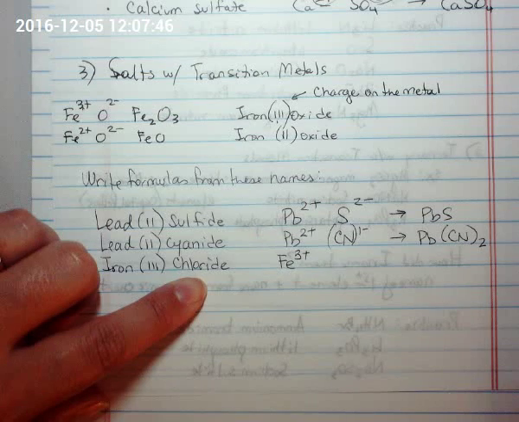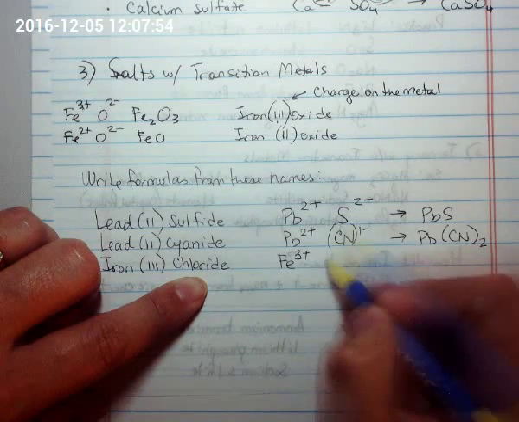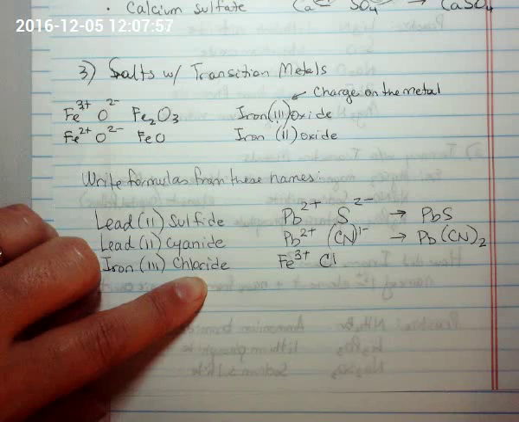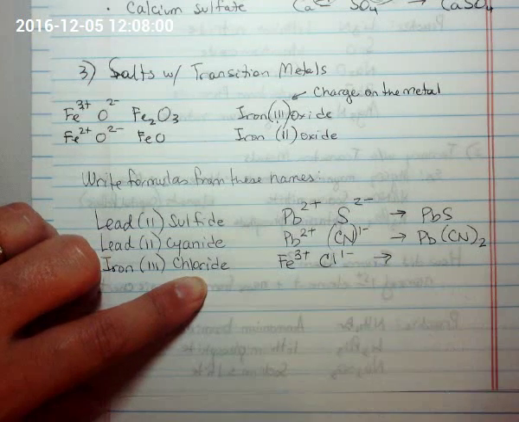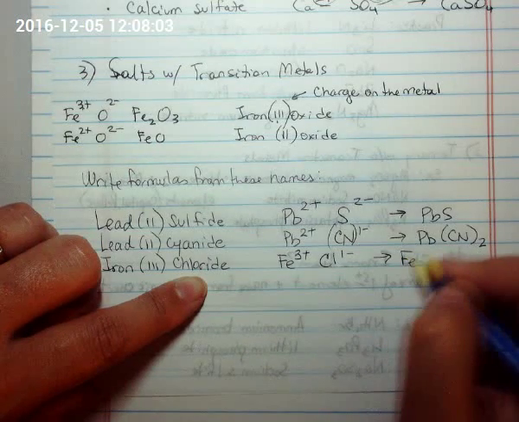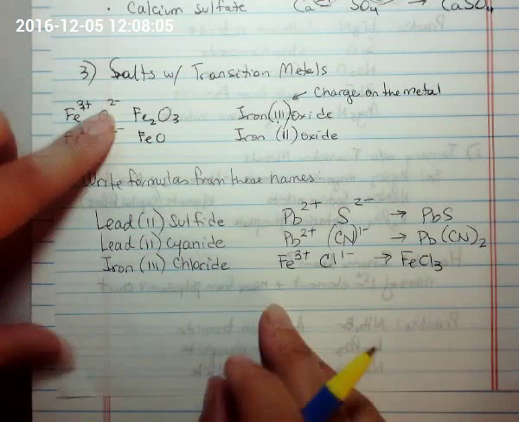Chloride. If it ends in ide, is it on this paper or is it up there? It's on the periodic table. So we're talking about chlorine. What's the charge for chlorine? 1 minus. Crisscross, what do we get? FeCl3. Okay, one more.